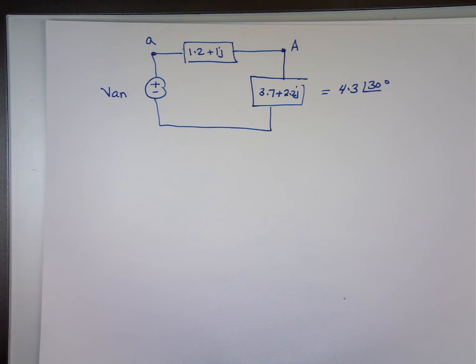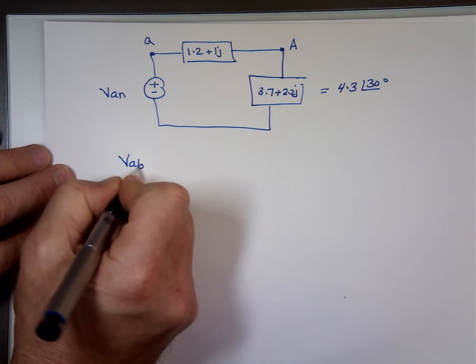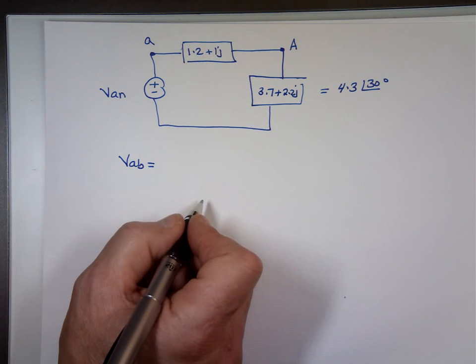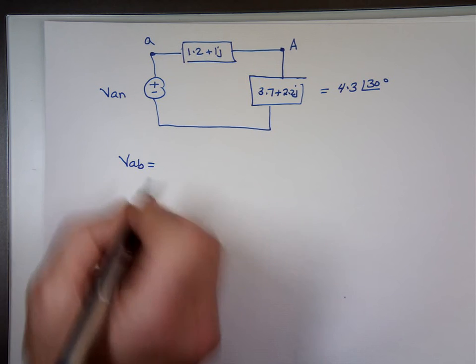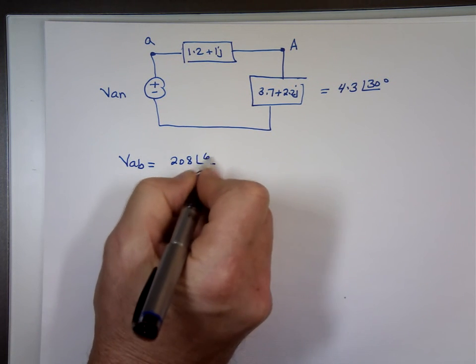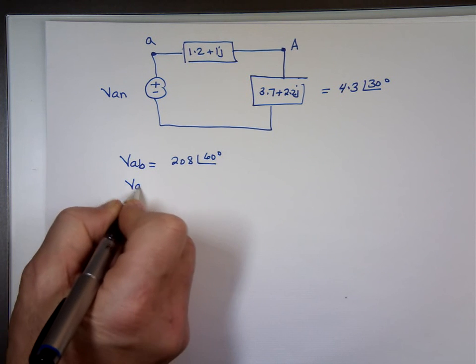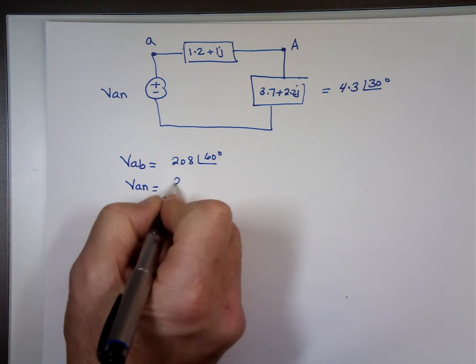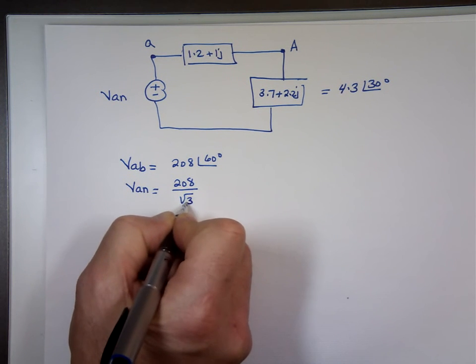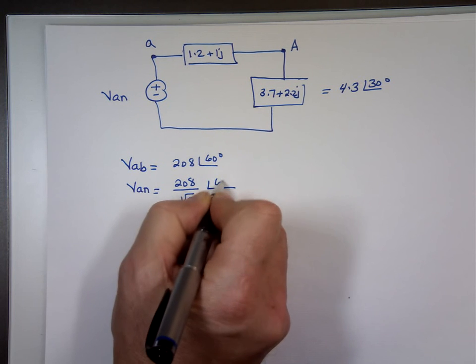You want to find this current? Well, we don't know VAN. We know VAB. That's the line voltage. What was the line voltage there, VAB, in this problem? 208, angle 60 degrees. So you know VAN now. You take the 208 and divide it by the square root of 3. And you subtract what from that angle? 30 degrees.